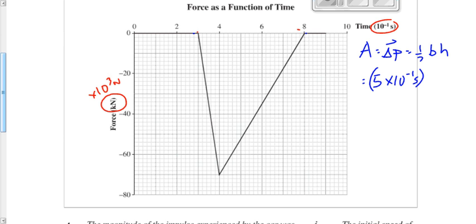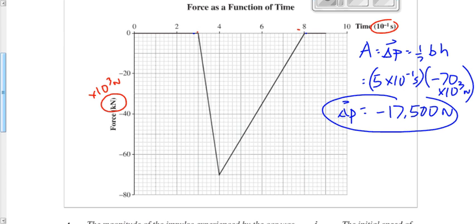The height of it goes from 0 to minus 70. So I'm going to say the height of it is minus 70 times 10 to the 3 newtons, or we could say minus 70,000 newtons. When we do the math, the area works out to be negative 17,500. Is that right? Okay, negative 17,500. That's the impulse here. That's the first thing that I'm looking for.